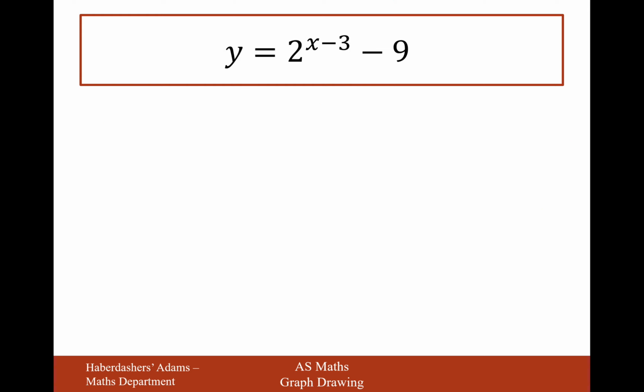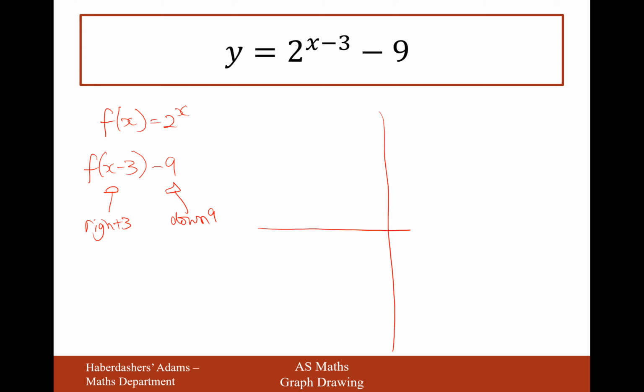Okay. Moving on to the next one, once again the parent function here is going to be 2 to the power of x, and inside the bracket it's going to be x minus 3, and outside the bracket it's going to be minus 9. So that means it's going to move right by 3 and down by 9. So draw out your axes, and it's going to move down by 9, so we'll have the asymptote move down by 9, and then right by 3, so it's going to stay quite flat for a little bit longer and then start to go up after that.